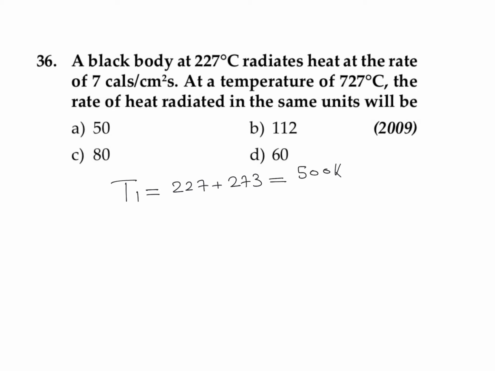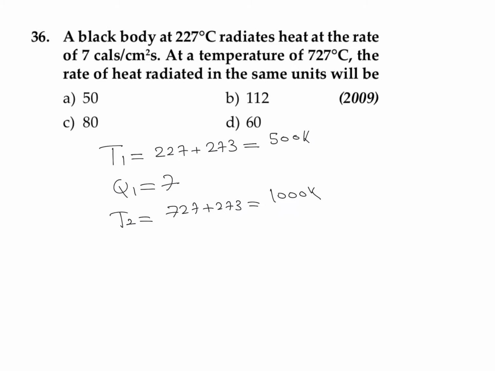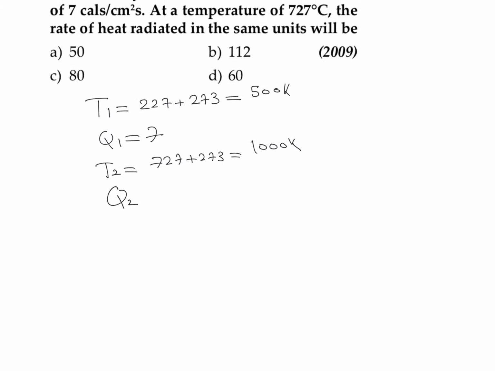And the radiation energy, or the value of energy per unit area per unit time, I'm just representing it by Q1, which is given as nothing but 7. At another temperature, let's say T2, which is equal to 727 degrees Celsius, again we can add 273 to convert into Kelvin scale. So we can write this will be equal to nothing but 1000 Kelvin. The rate of heat radiation, so we have to find out the value of Q2 over here.